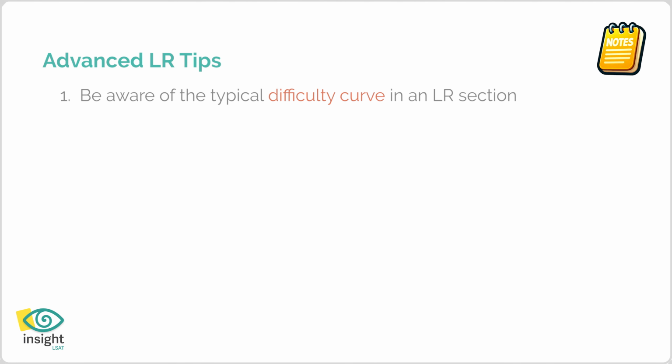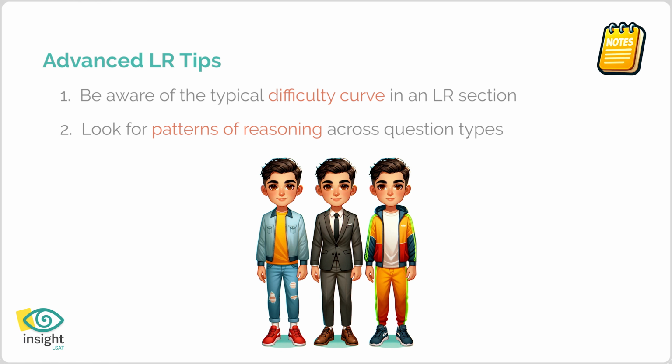My second tip is to look for patterns of reasoning across question types. This takes time and experience, but it's very powerful to the extent that you can achieve it. After a while, you can start to see that many arguments in LR passages are similar to other ones, regardless of question type. The content will be different, but the underlying structure will be the same. It's kind of like they're the same person in different clothing or something.